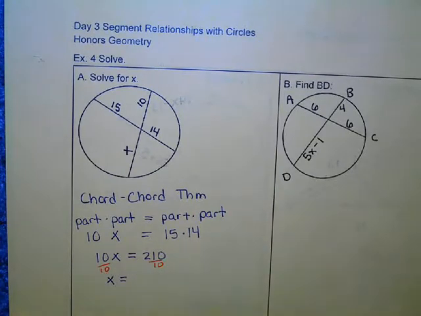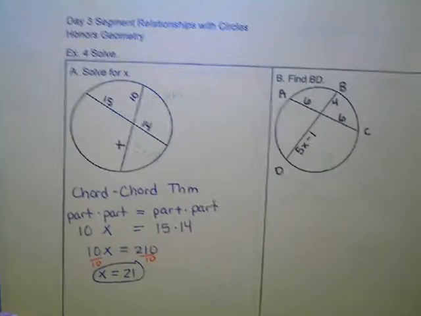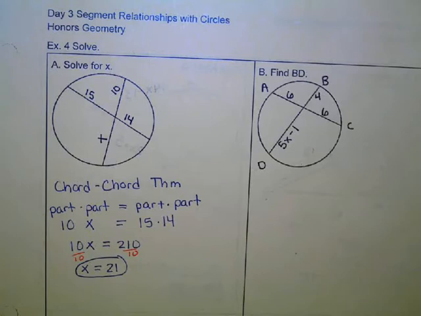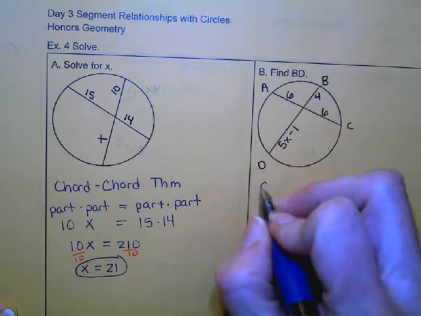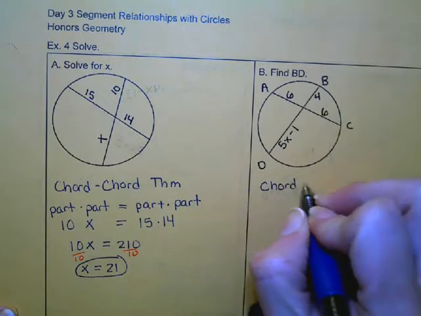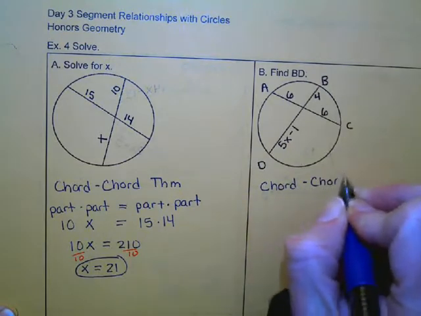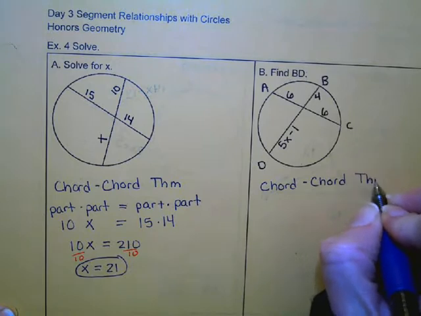So x equals 21. Now the next one is chord and chord again, but this one looks a little bit trickier. Here's why. You still stick with, like, on one chord, what am I multiplying?